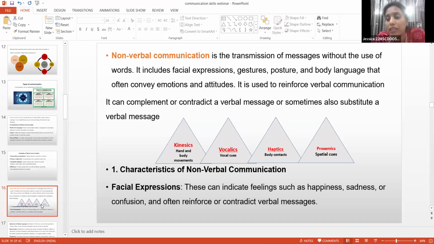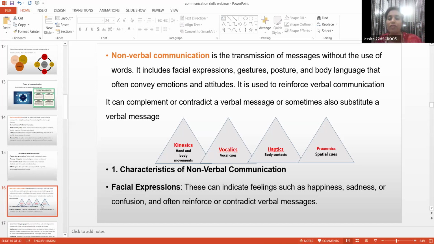Now, when we are interacting with the patient during physical examination, body contact is a very important aspect of non-verbal communication. And proxemics, that is the spatial cues. The distance between the doctor and the patient forms an important part of the non-verbal communication. So if I go into a little detail about the non-verbal communication characteristics, it is the facial expressions.